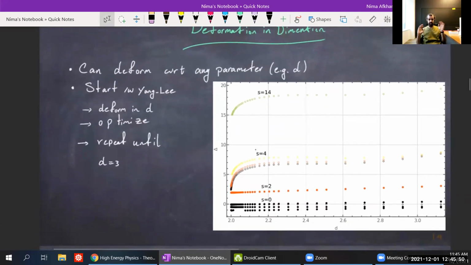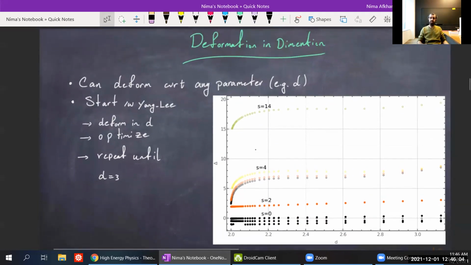So I described that I can deform this thing in the dimension of the external delta phi, but in principle, there's nothing stopping me from deforming in any other parameter that I choose. So here I choose to deform this in terms of the space-time dimension D. I can take this Yang-Lee solution and deform it in D, doing the same thing I did before, using the previous solution as the initial condition for the new deformation. It turns out I can find a solution in D equals 3, which is some continuation of the 2D Yang-Lee. And here I'm plotting what the spectrum looks like.